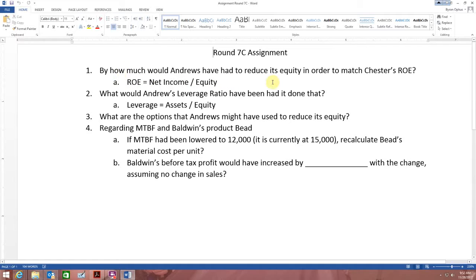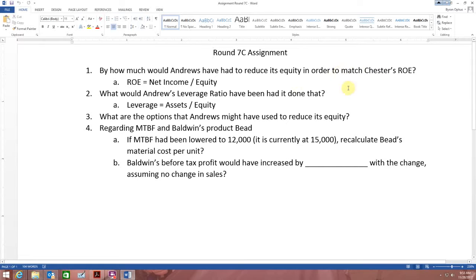So let's think about this. How much would it have had to reduce its equity in order to match Chester's ROE? There are some ways to reduce equity, but that comes up. So what do we know? We're going to be solving for equity. You're going to have to take one other step then, and subtract this from what their equity actually is to get the amount that you have to reduce it by.